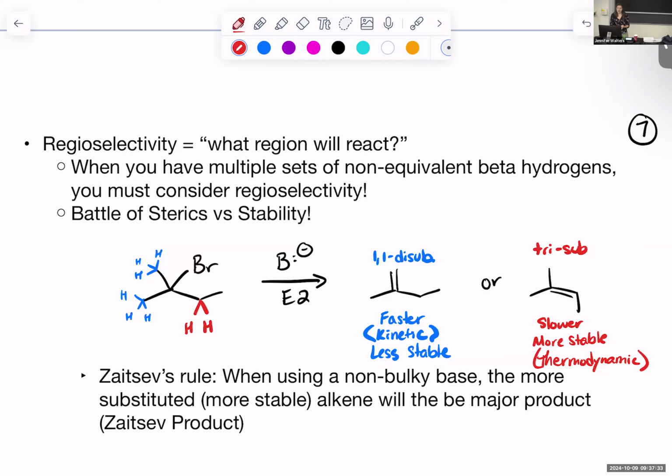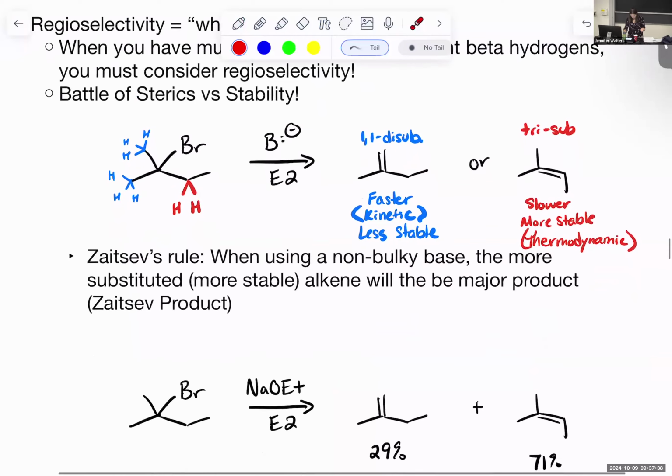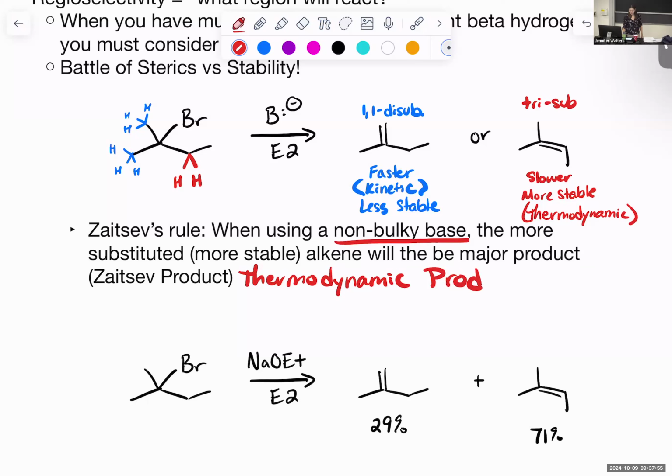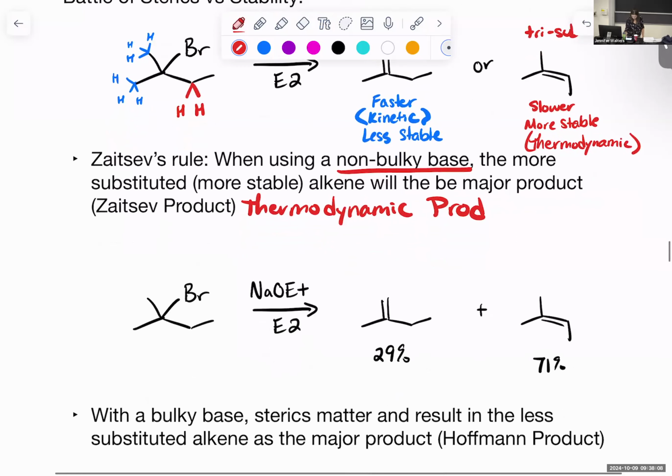So if you have a non-bulky base, non-bulky meaning it is smaller, then we're going to make that Zaitsev product, which is our thermodynamic product. If it is non-bulky, that means the base is going to be able to easily get in, take those hydrogens, and make the more stable alkene. So a non-bulky base makes the Zaitsev product as the major.